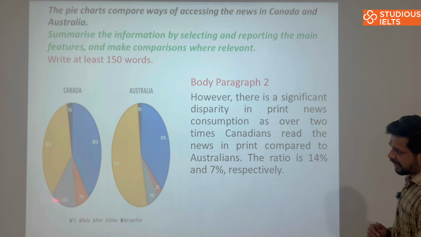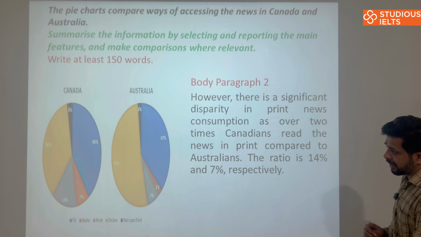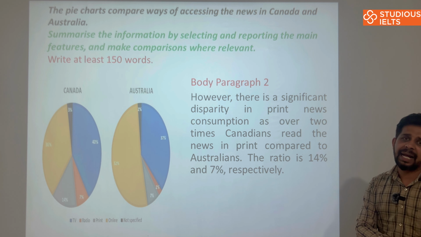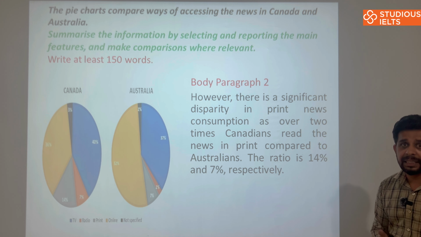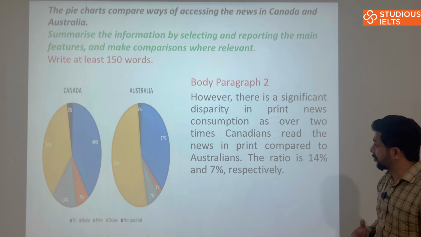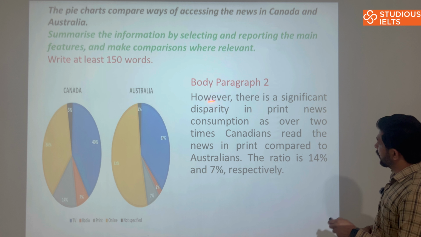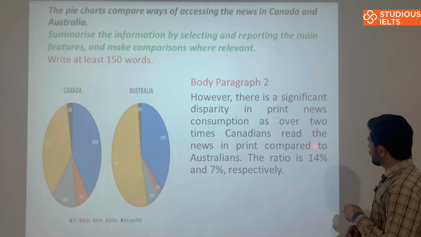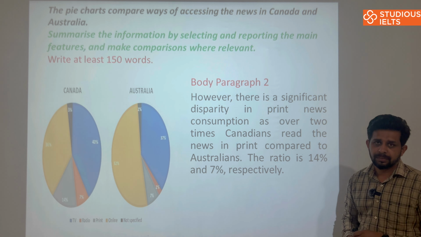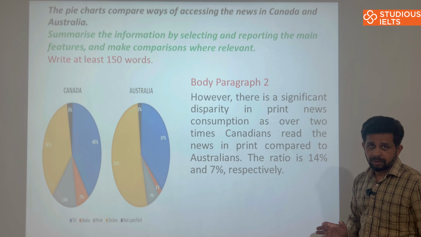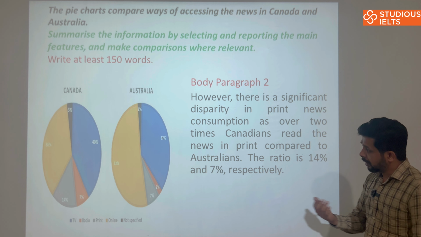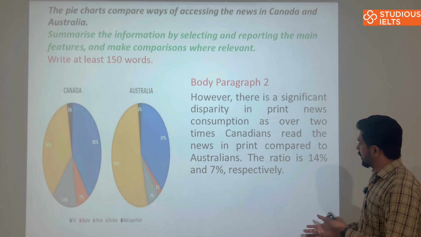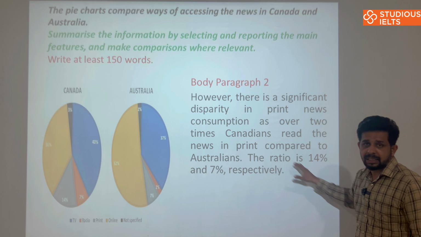Why? If we see the percentage of print news in Canada, this is 14%. And if we see the same in Australia, this is half of that. So obviously it is a big disparity. That disparity must be mentioned or highlighted in your report. You can see there is a significant disparity in print news consumption as over 2 times Canadians read the news in print compared to Australians. This is very clear that almost double Canadians are using this method in comparison to Australians, which is obviously 14% and 7% respectively.